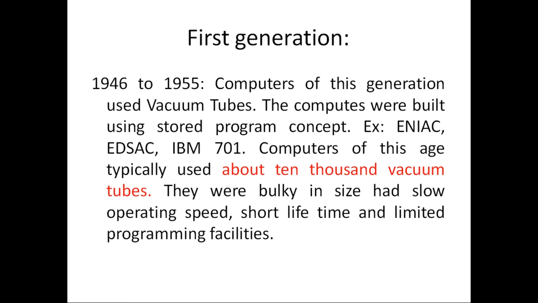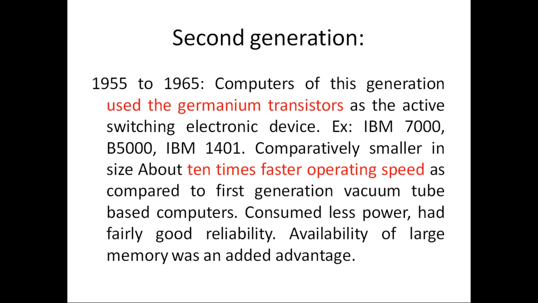So what is this first generation? The first generation was designed during 1946 to 1955, right? Computers of this generation use the vacuum tube, and they were built using the stored program concept, for example the ENIAC, EDSAC, IBM 701. Computers of this age typically used tens of thousands of vacuum tubes. So this was the technology we used at that time, the vacuum tube, right? They were bulky in size, with slow operating speeds, short lifetime and limited programming facilities. So this was the very first generation, from 1946 to 1955.